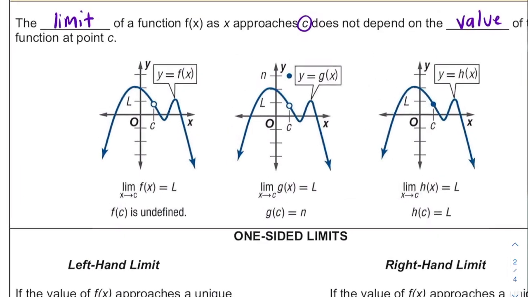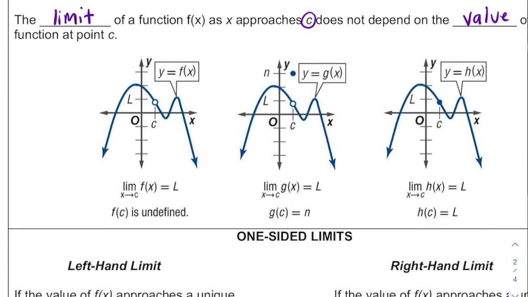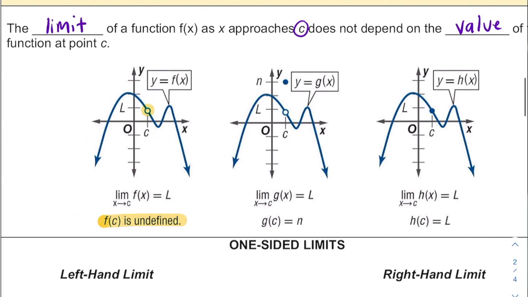Here are some examples. If I look at the point c and there is a hole in my graph, the limit actually does exist at the hole. Even though there is a hole, the limit exists at that point because the graph on either side is heading toward the same number, and we're going to call that number L. The function is undefined at that point, but it doesn't matter as long as we are approaching that same point from either side.